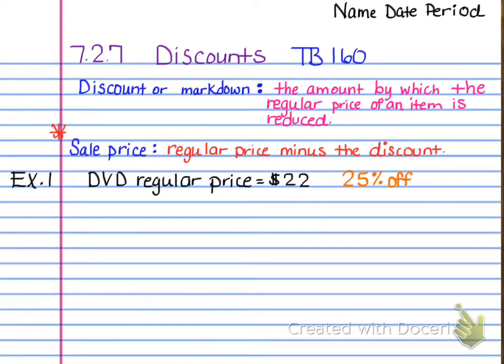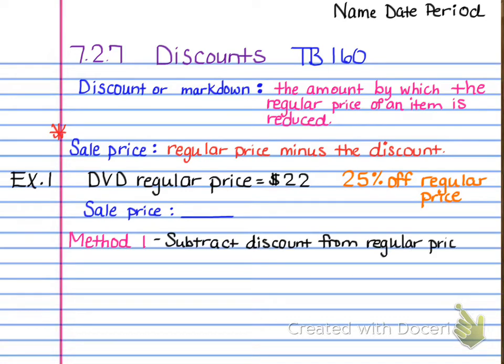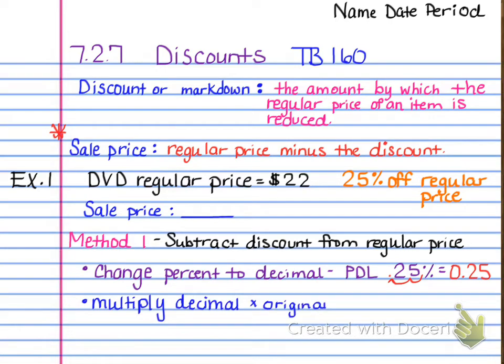You have a DVD, which is regular priced at $22, and it's 25% off the regular price. So now the sale price is what we are going to solve for. There's going to be the first method, which is to subtract the discount from the regular price. So first thing you want to do is change the percent to a decimal. And I've reminded you PDL, percent to decimal left. So 25% becomes 0.25. Then you're going to need to multiply the decimal by the original price, which is 22 times 0.25. And then you get $5.50.